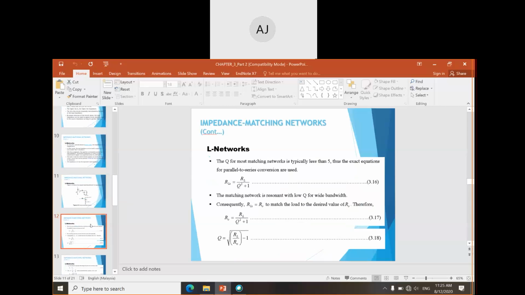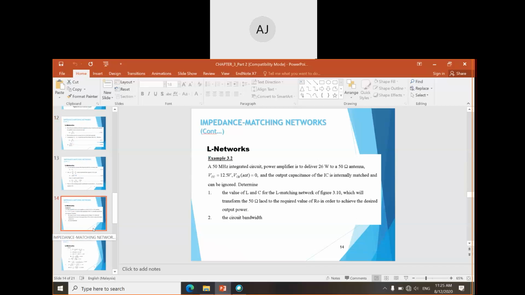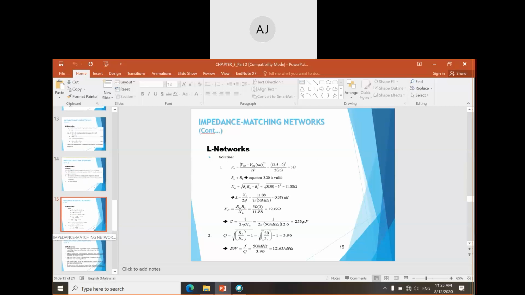Okay, this is some of the calculation. When we see from here, the Q factor totally depends on the R, that means the resistance below. I give you an example, so you can study from the example to understand the L network. The L network is one of the networks for impedance matching.